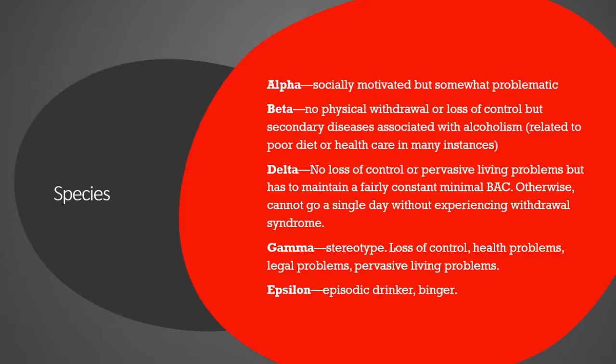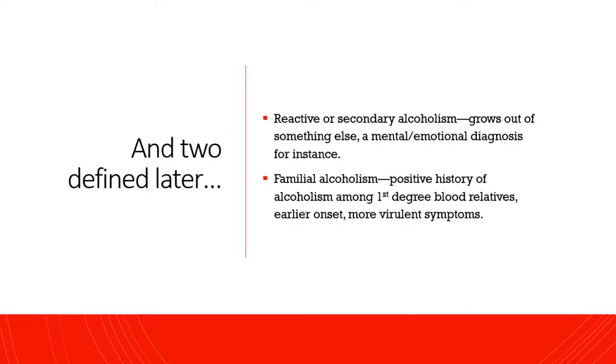And then there's the epsilon, and they're episodic drinkers, binge drinkers. The way I remember that one is episodic, episode. Anyway, silly mnemonic, but it helped me. And two that were defined later. This is reactive or secondary alcoholism that grows out of something else, a mental emotional diagnosis, for instance.